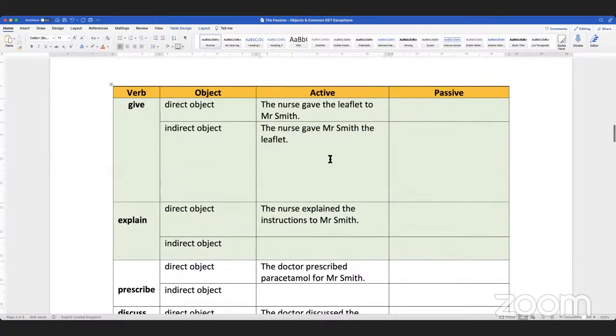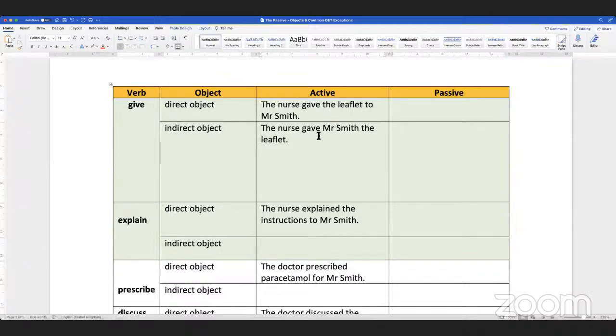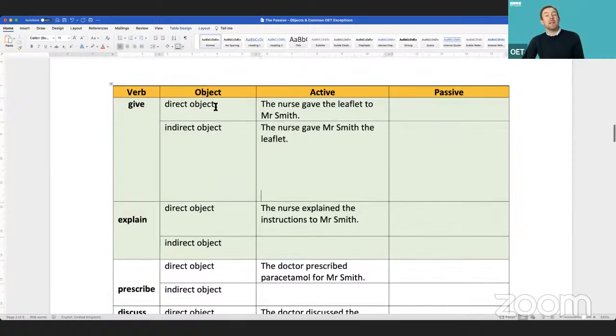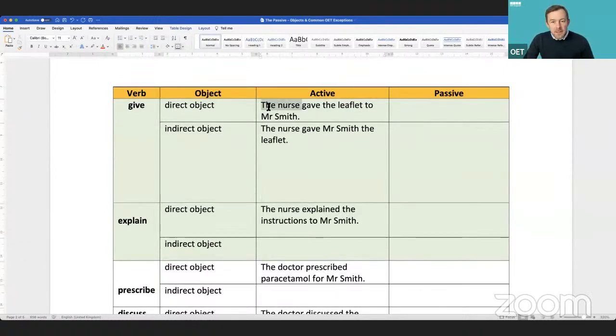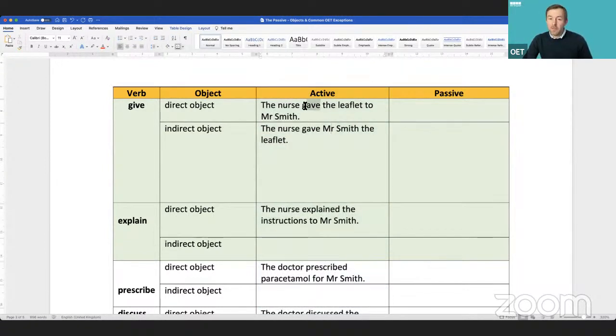No. Why not? What's wrong with it? Gave Mr. Smith the leaflet. Yeah, it's right. Fine. Okay, so let's look at what we did. We said this is the subject, we said this is the verb, and we've done the same thing again: subject, verb. So that means it's still an active sentence. But what we've done is, here, what followed the verb was the direct object.